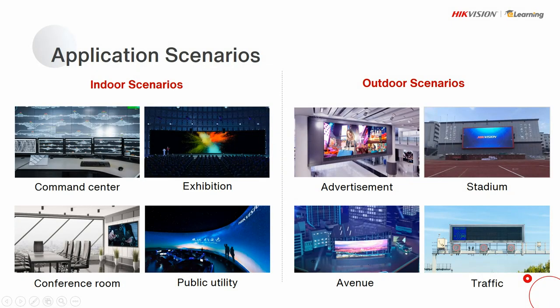So normally we can not only see LED screens indoors but also outdoors, right? So indoor LED shows itself always in, like, command center, exhibition, conference room, or public utility. For outdoor scenarios, we see lots of big LED outdoor screens in stadiums or for advertisement, for example, in some avenue, or installed as a big sign by the side of the road.